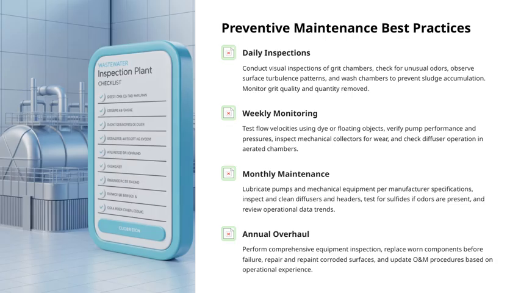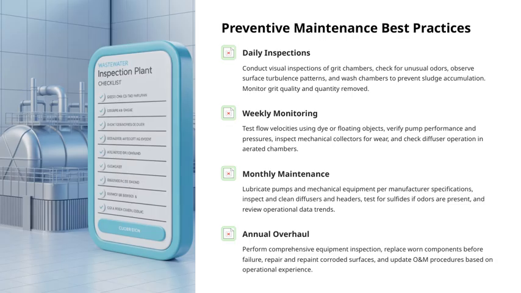Moving on to weekly monitoring, this is where we get a bit more technical. Testing flow velocities is important, and using dye or floating objects can give us a clear picture of flow efficiency. We should verify our pump performance and pressures to ensure everything's running smoothly. It's also essential to inspect our mechanical collectors for wear and tear and check the diffusers in aerated chambers. These are key to maintaining optimal aeration.